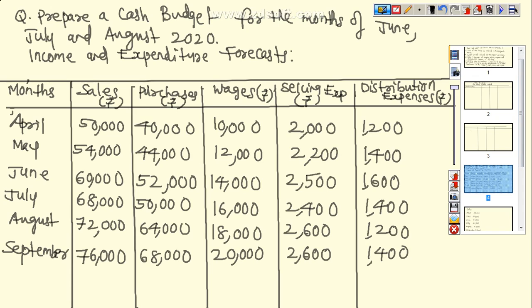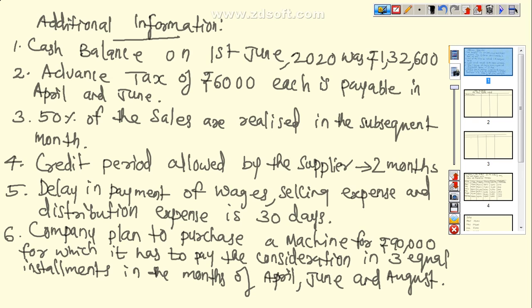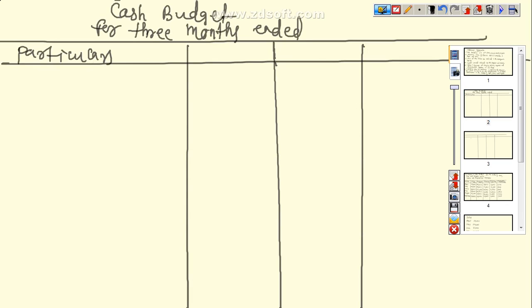So we do one question. Here we have to prepare a cash budget for the month of June, July and August. Income expenditure forecast is given. These are the information given. There are some adjustments, and additional information is also given. So we prepare the cash budget for 3 months. According to the question, we have to prepare a budget for June, July and August.